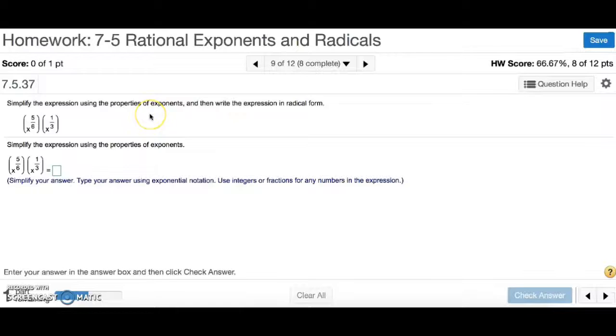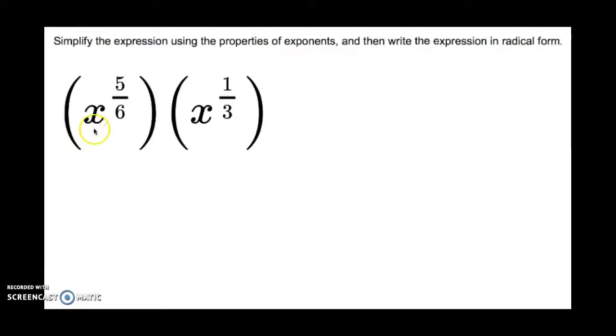Number 9 is asking you to simplify the expression using the properties of exponents and then write the expression in radical form. So let's do that. The rule says when the bases are the same and you're multiplying them with exponents, you add the exponents. So we add 5 over 6 plus 1 over 3 and we'll get 7 over 6. So that is actually the first part of our answer.